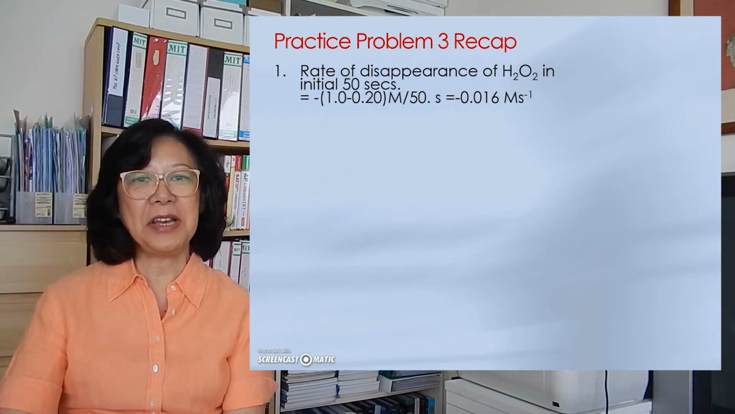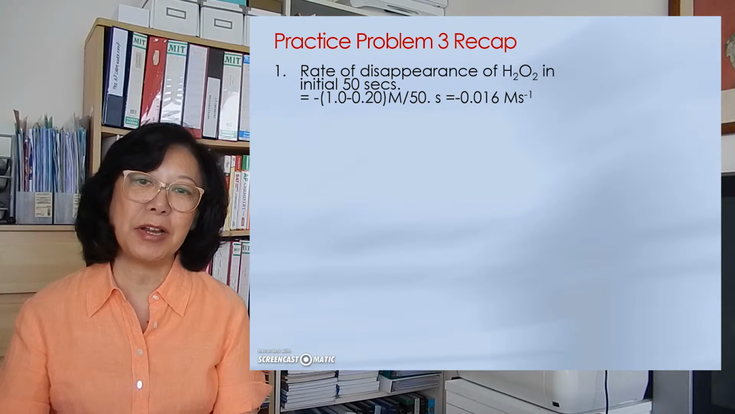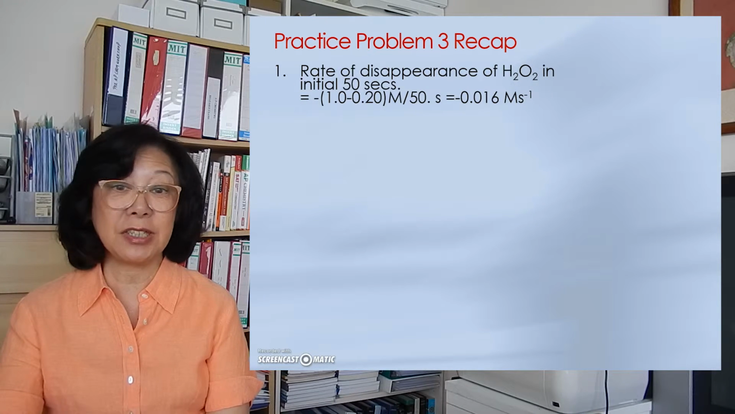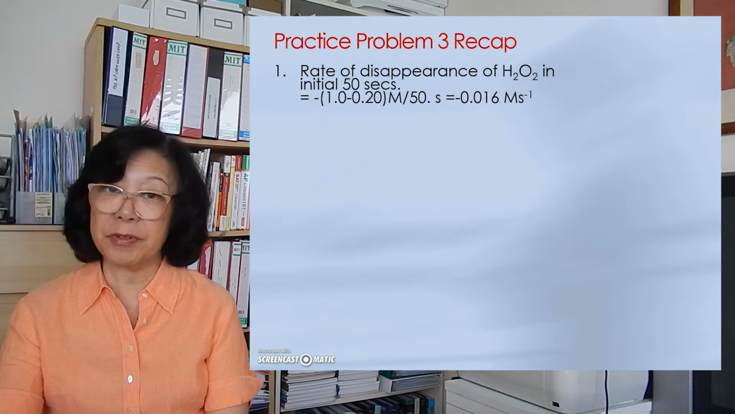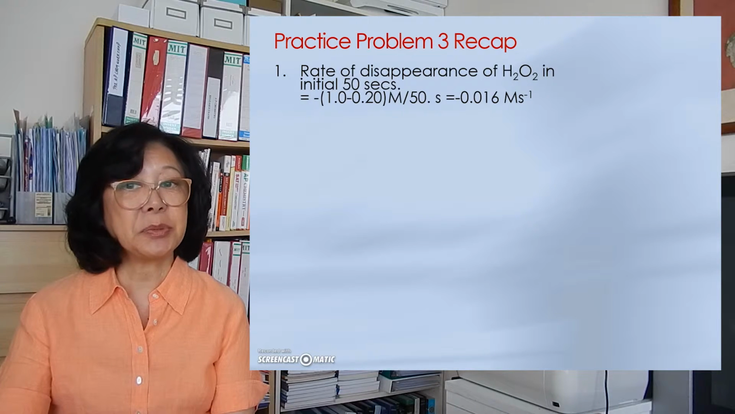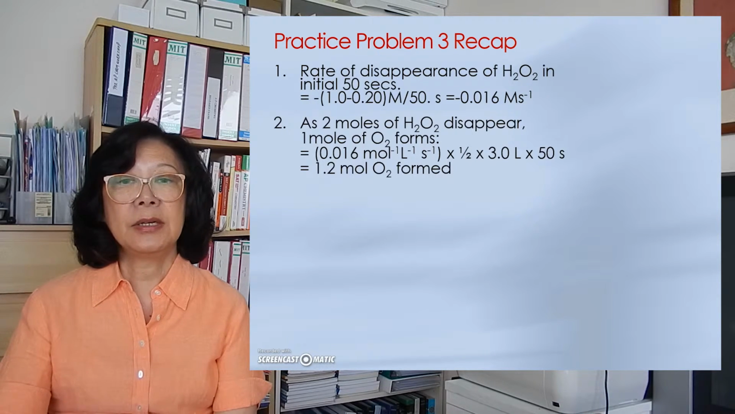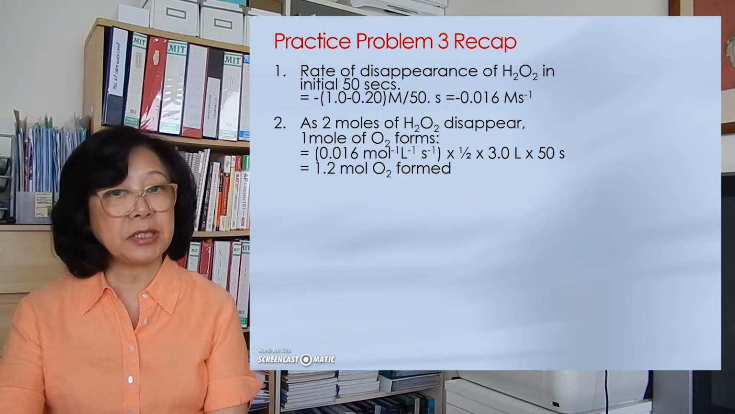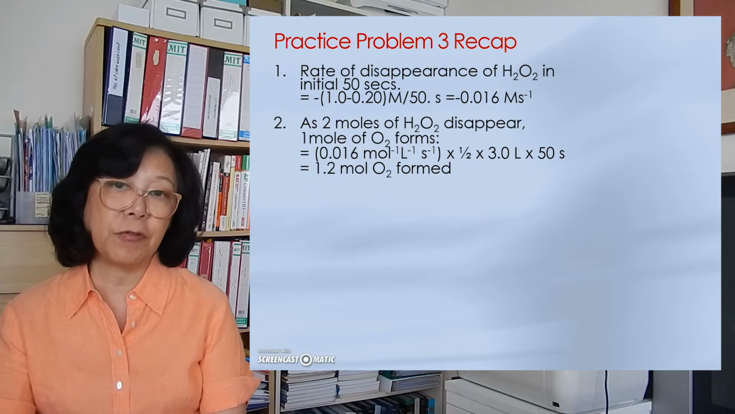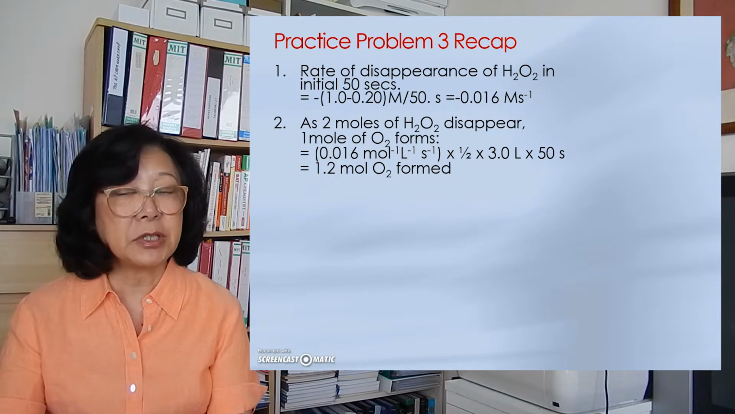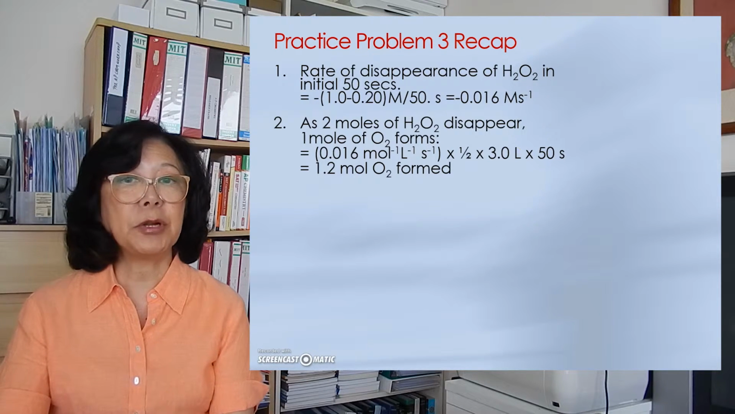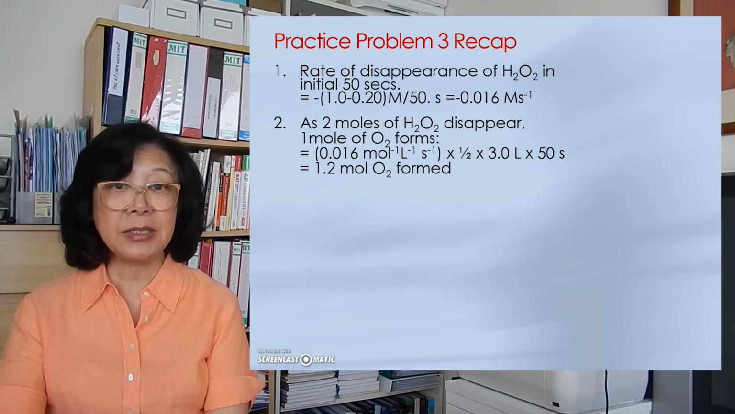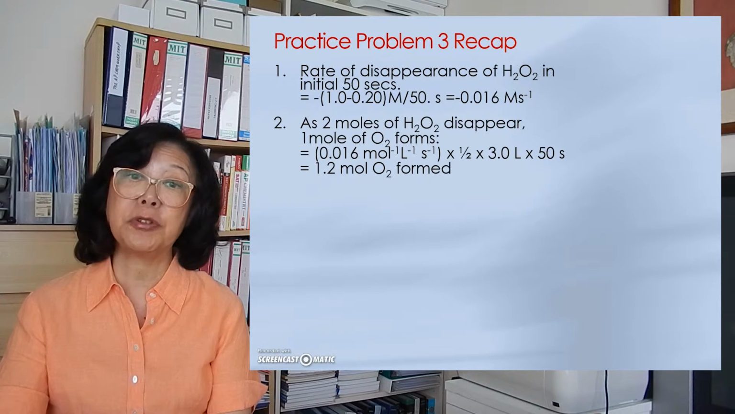Now remember, I said earlier that we marked that over 50 seconds, the molarity has declined from 1 to 0.2 molar. So the rate of disappearance of hydrogen peroxide is changed from 1 to 0.2 molar over 50 seconds, or 0.016 molarity per second. And also going back to the stoichiometric mole ratio, as 2 moles of hydrogen peroxide disappear, 1 mole of oxygen forms. Therefore, we can use the rate of disappearance of hydrogen peroxide times the mole ratio of 1 over 2 times 3 liter being the volume times 50 seconds, and we get 1.2 moles of oxygen formed over that time period.